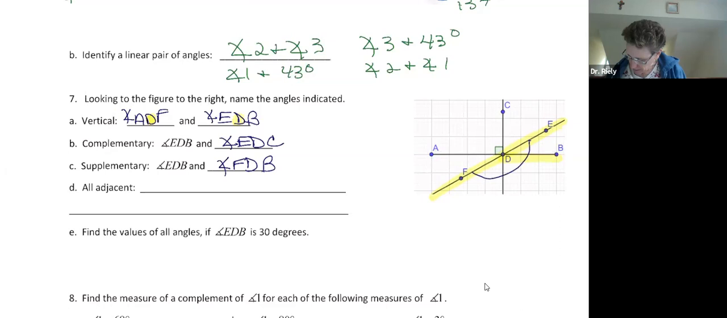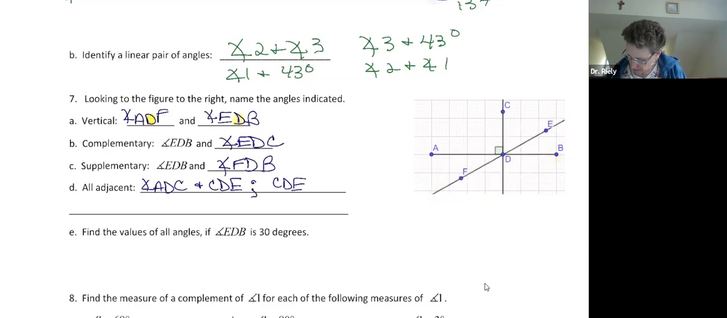Okay, all adjacent angles. So I'm going to start from ADC. Angle ADC, I'm going to go to the right, is adjacent to the angle next door, CDE. Then start from CDE. That's adjacent. I'm going to do this with a little highlighting just so you can see what I'm doing.